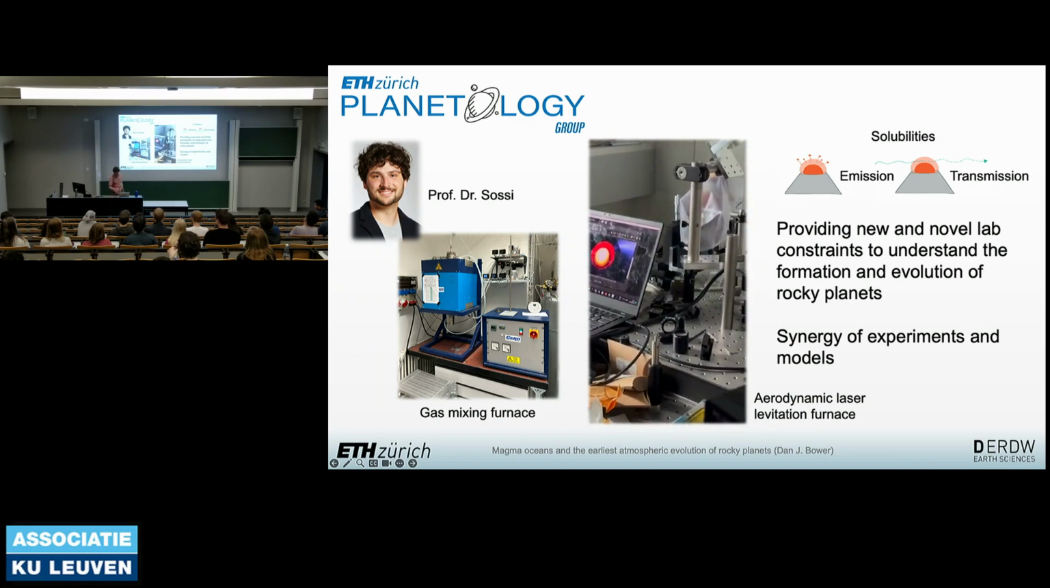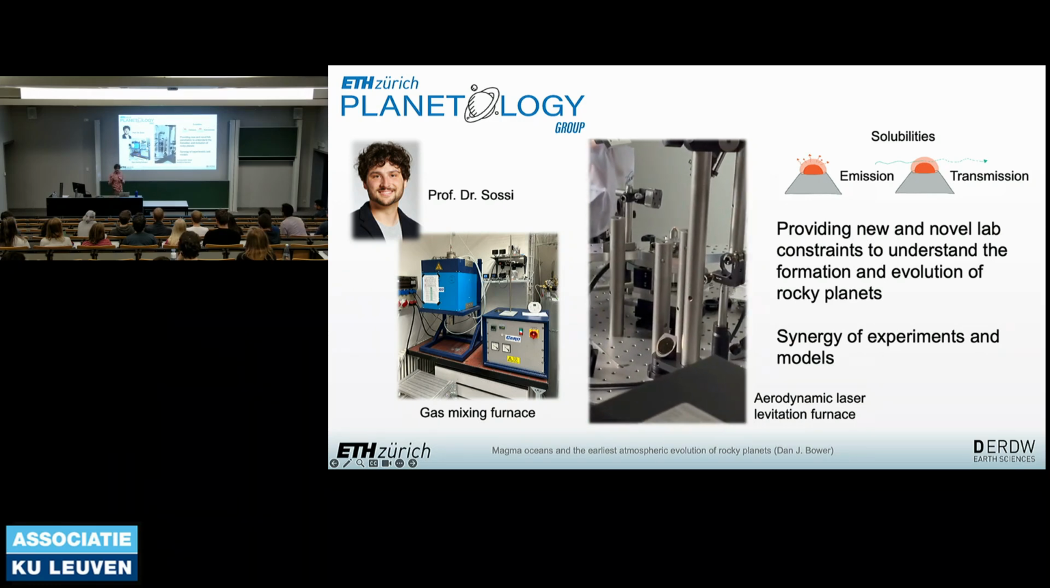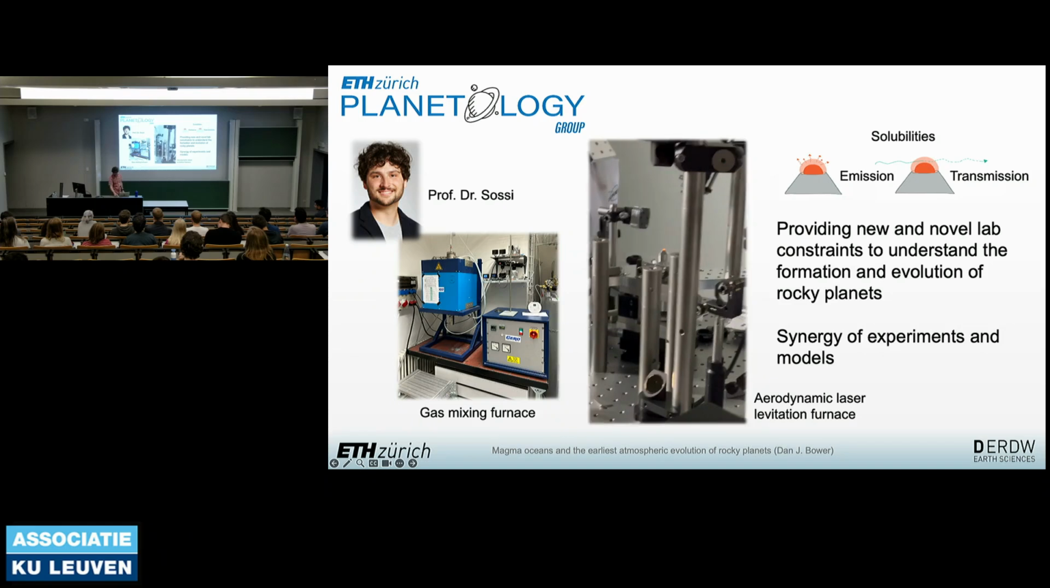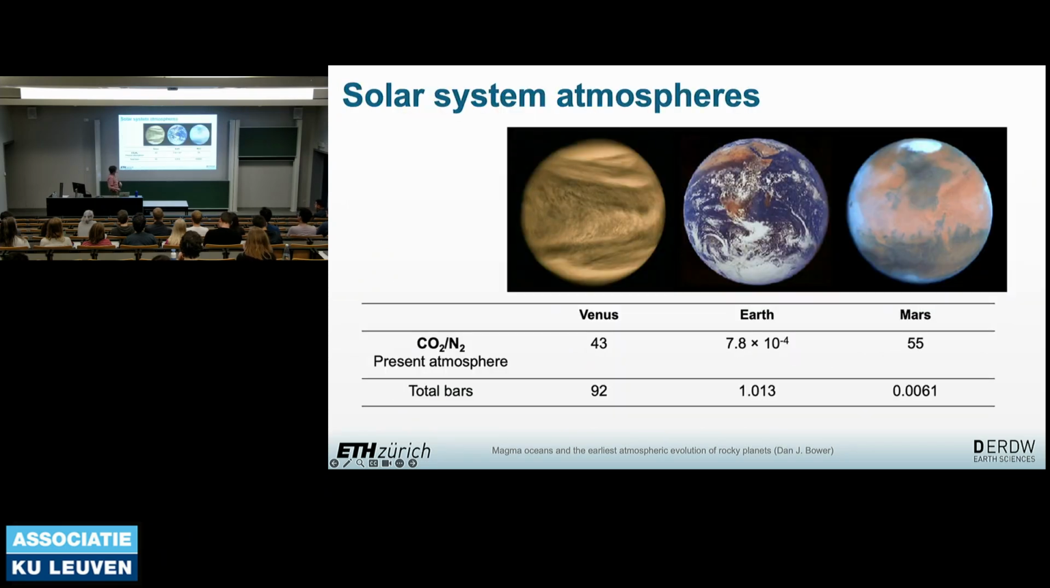planets. And importantly, we're also trying to synergize the experimental side with new modeling capabilities. So for motivation, I would just like to start with something that is hopefully familiar to everybody, which are the three planets, so Earth, Venus, and Mars. And we're just going to look at their present atmospheres. And rather than thinking about the abundance of one particular species, we're just going to normalize by the amount of nitrogen that are in the atmospheres.